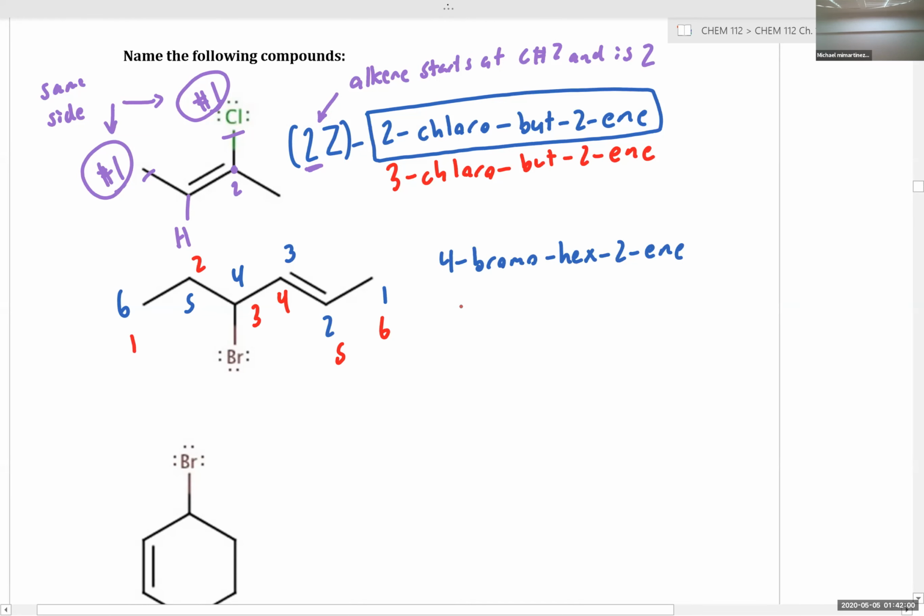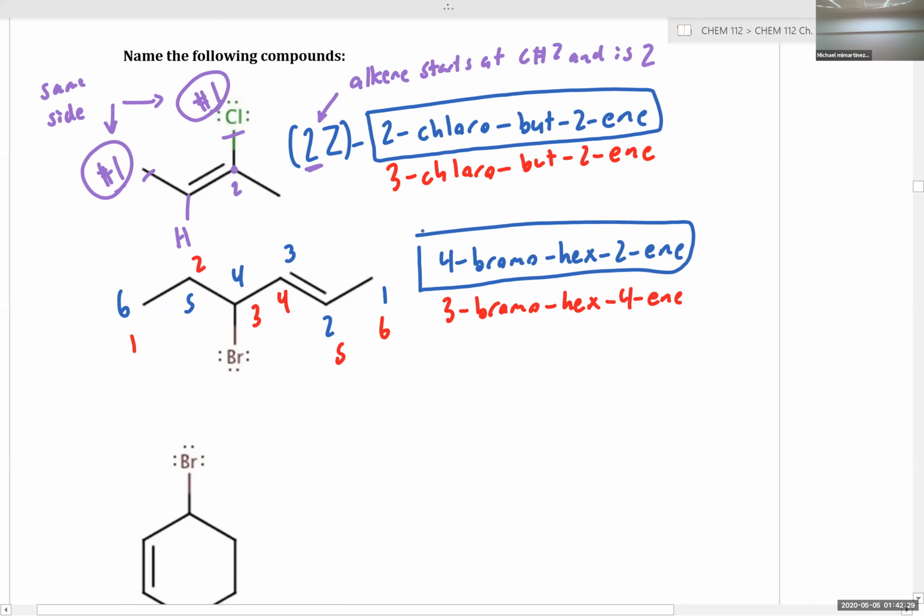Okay, and the other option would be 3-bromo, hex, 4-ene. Okay, so now that we have our two options established, which one do we like more according to our naming rules? Blue or red? Blue. And the reason for that, again, is we want the smallest possible alkene locant number, and 2 is lower than 4. Does that make sense?